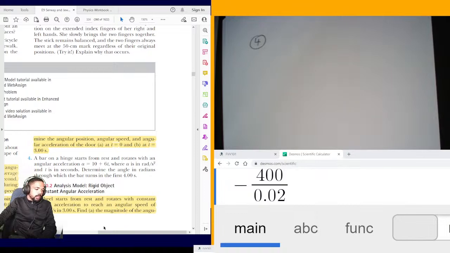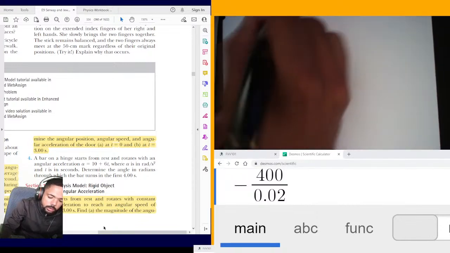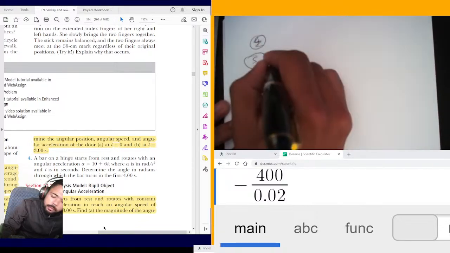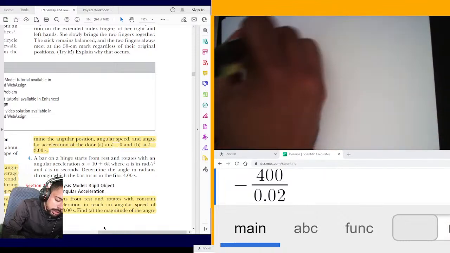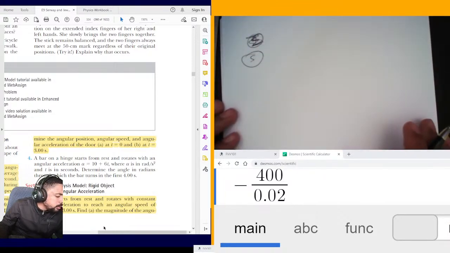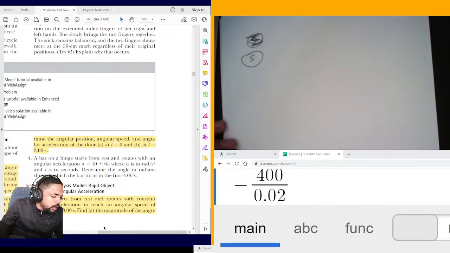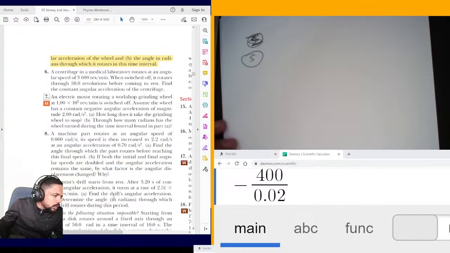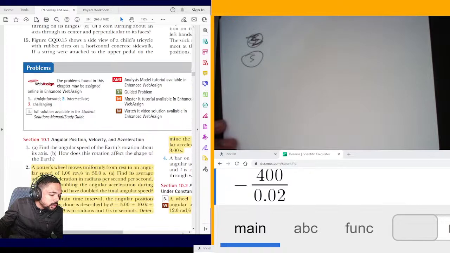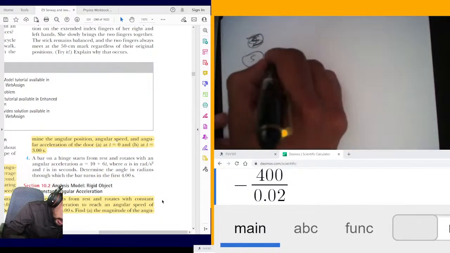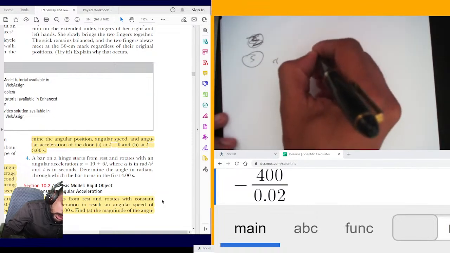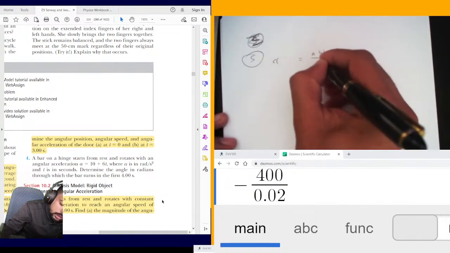Question: a wheel starts from rest and rotates with a constant angular acceleration to reach an angular speed of 12 radians per second in 3 seconds. Find A, the magnitude of the angular acceleration of the wheel, and B, the angle in radians through which it rotates in this time interval. First let's find the angular acceleration. Angular acceleration is equal to the change in angular velocity over the change in time.